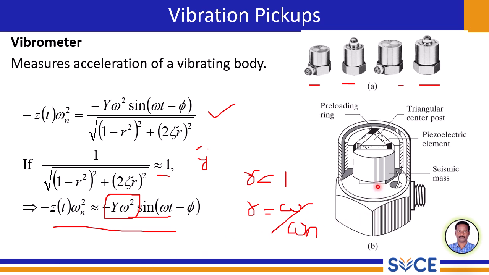You can see a seismic mass, a piezoelectric element, and a preloaded mechanism. The vibration causes the seismic mass to exert force on this piezoelectric crystal, which in turn generates an electrical charge proportional to the applied force and hence proportional to the acceleration.